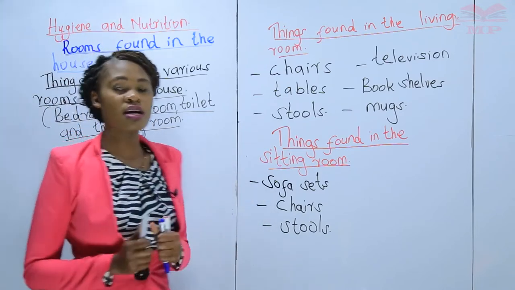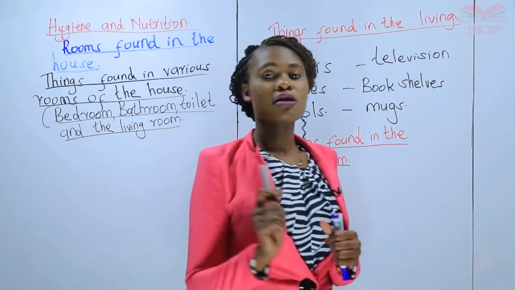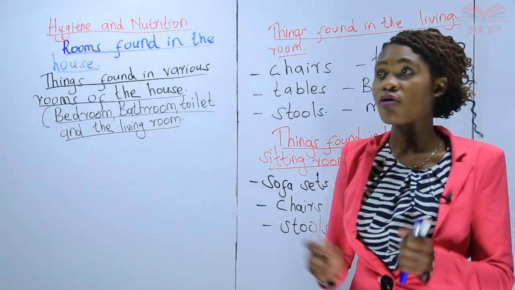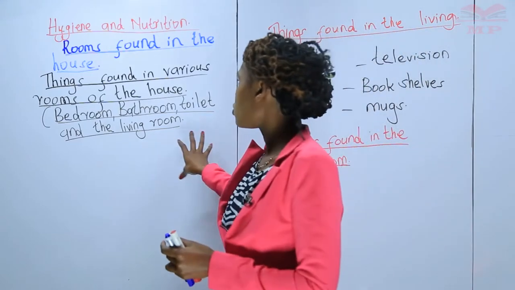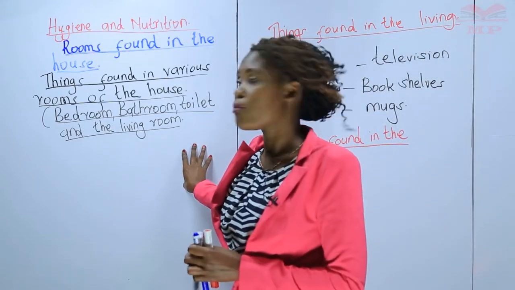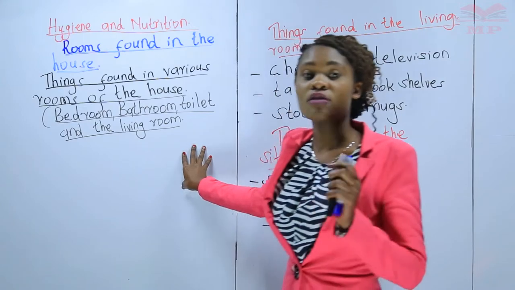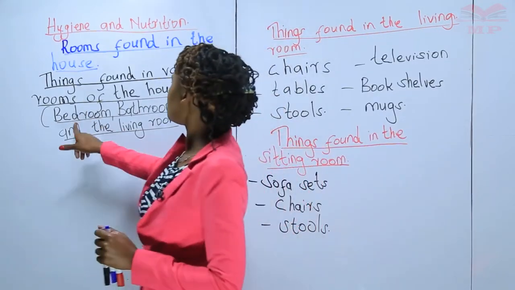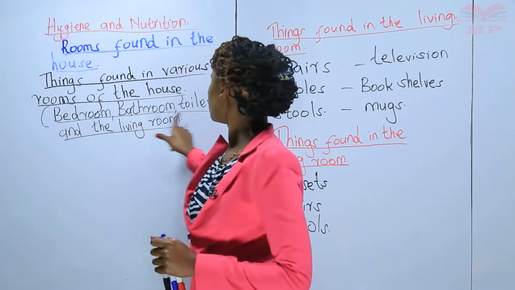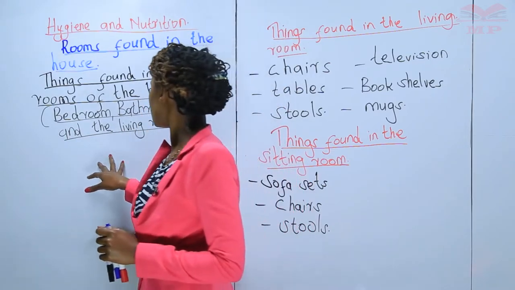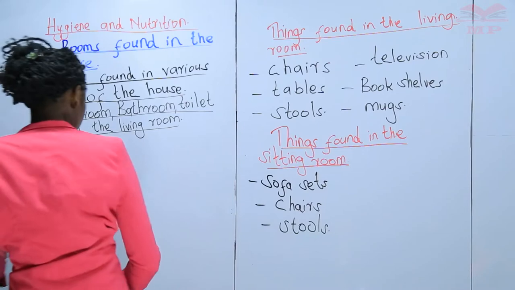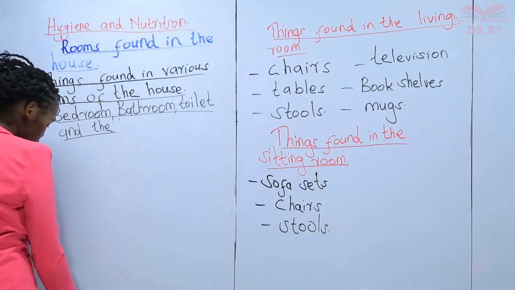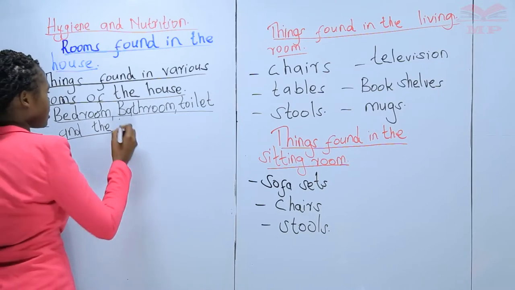So this is what we discussed in our previous lesson, the things that are found in the living room, sitting room, and the kitchen. Now, for this lesson, we are still going to discuss the same, but we are discussing different rooms. Today, we are going to discuss things found in the bedroom, bathroom, toilet, and not the living room, but the dining room. We had already discussed the living room in the last lesson. So, the dining.